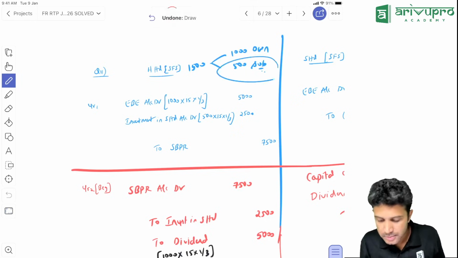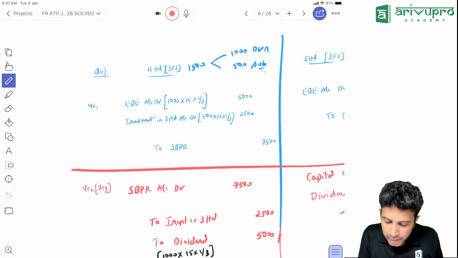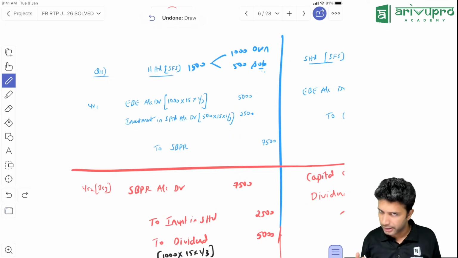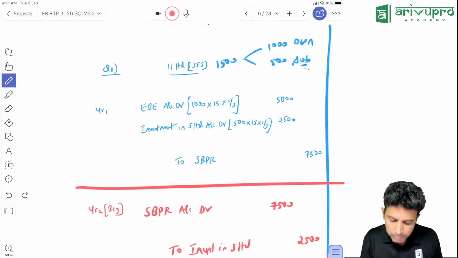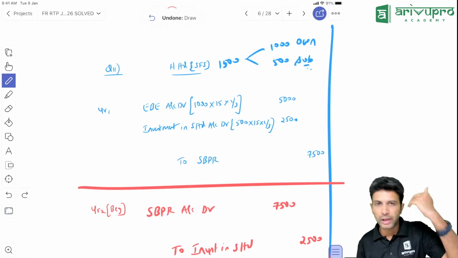Whatever shares the parent is giving to the subsidiary's employees will be booked as investment. But the shares given to its own employees will be employee benefit expenditure. Both are there over here. So the entry will be employee benefit expense account debit. How many shares? 1000 shares the parent is giving to its own employees.